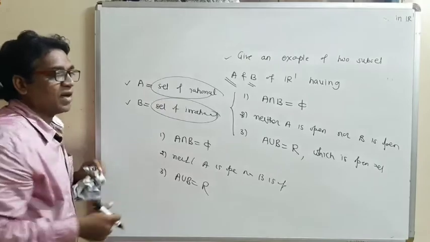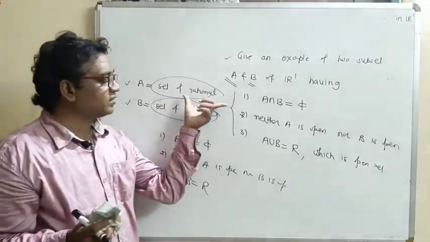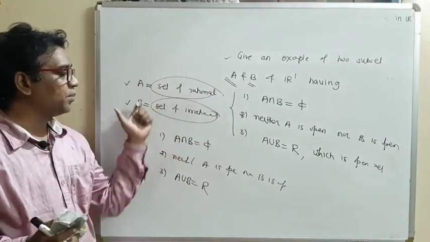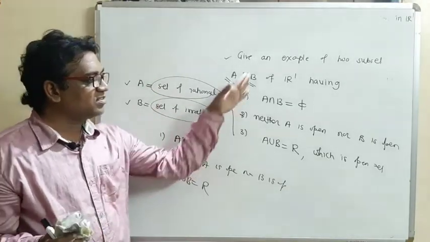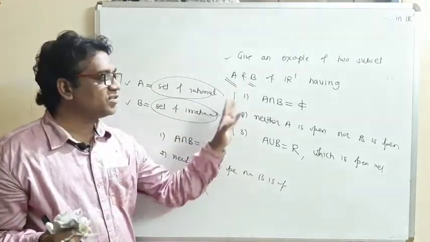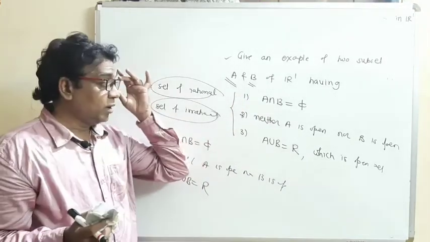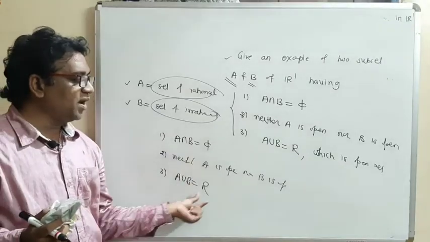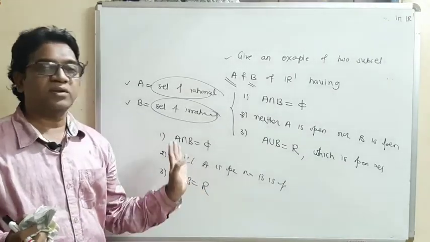So see, this is the example. If we take the set of rational numbers and the set of irrational numbers as A and B, then they satisfy these three conditions. The intersection is empty. Neither A is open nor B is open. And what is the union? The union is the real line, which is again an open set.